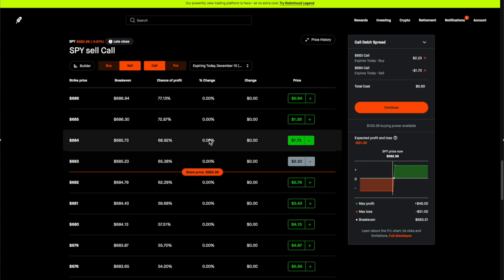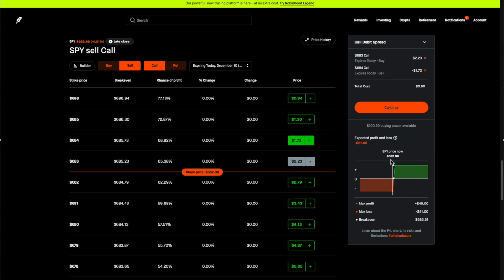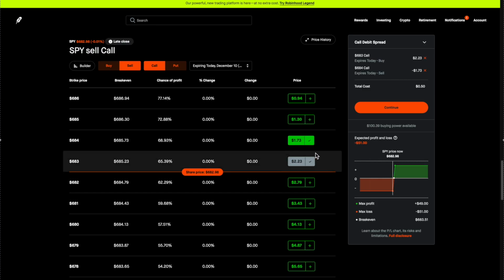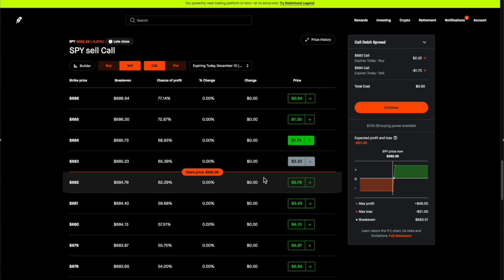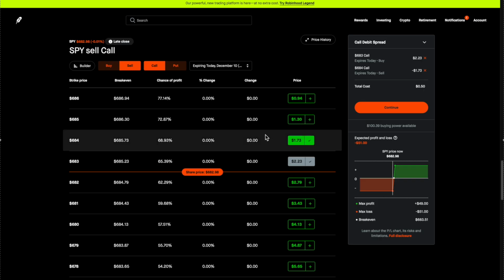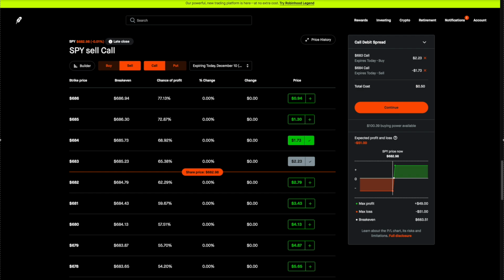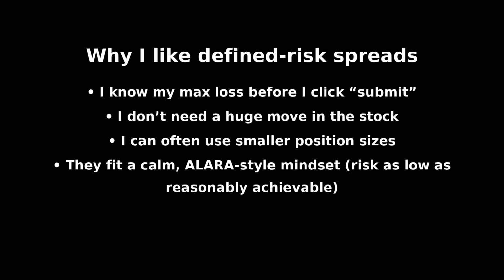SPY would have to move over this to collect the $50, but the most you can lose would be $50 also. So it's like a 1-for-1 trade. And the advantage to this trade is you wouldn't have to pay the full money to buy one of these calls to have this price move up to make the profit. And that's how you open a credit spread and a debit spread. Now we'll go back to the slides and discuss a little more about this. That was our demonstration on how to open debit and credit spreads.